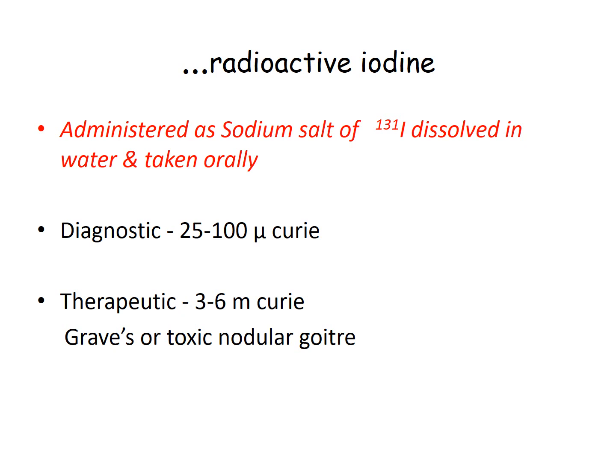For diagnostic purposes, iodine 123 is used at 25 to 100 microcuries. The radioactivity is assessed in curies. For the therapeutic purpose, the dose is much higher, 3 to 6 millicuries. Micro is smaller than milli. So 3 to 6 millicuries is mainly used in Graves disease and toxic nodular goiter.